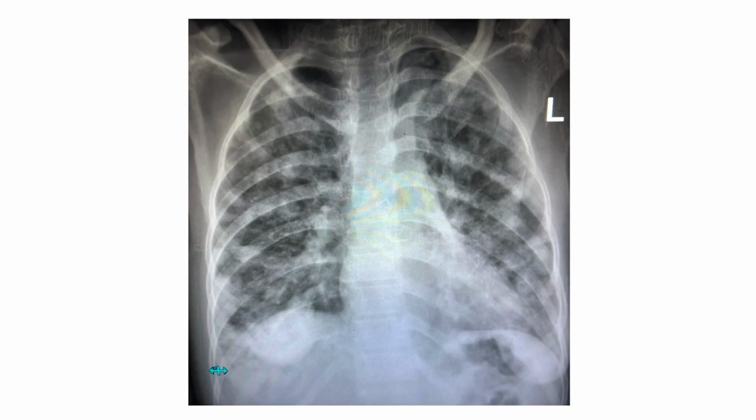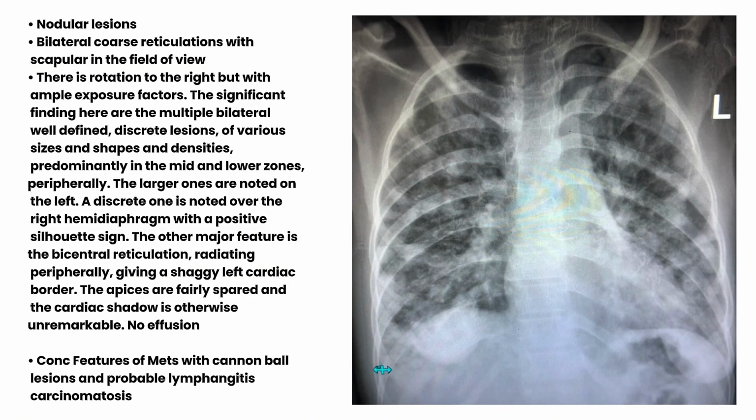Now, on my right here, you can already see that I have put down a few things. Maybe some of you may not have noted it, but we are talking about nodular lesions and bilateral coarse reticulations with the scapula in the field of view. Of course, the radiographer here did not pull out the scapula in the field of view. So the report will read something like, there is rotation to the left but with ample exposure factor.